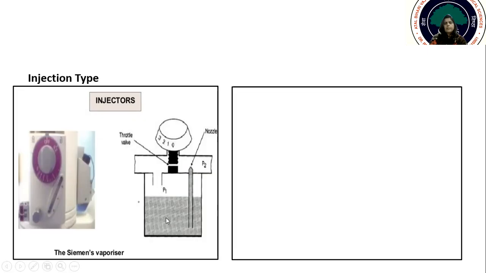vaporizing chamber, and it will allow the volatile liquid to be directly injected through the nozzle in an atomized form inside the bypass chamber, where it gets mixed with the fresh gas flow and is delivered to the patient. These are the injector type vaporizers, where the volatile liquid anesthetic agent is directly injected inside the bypass chamber.